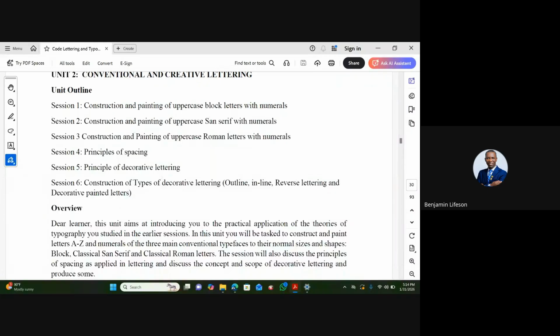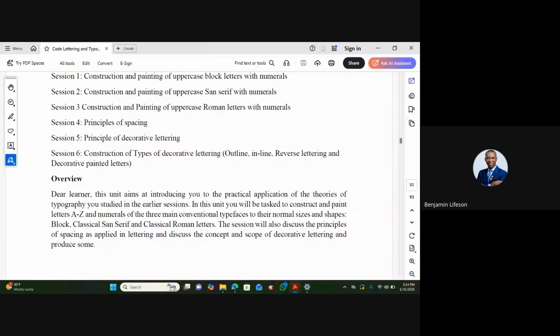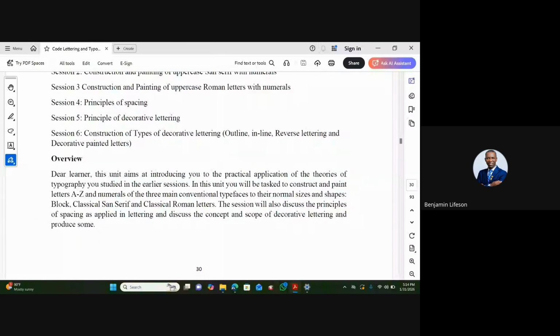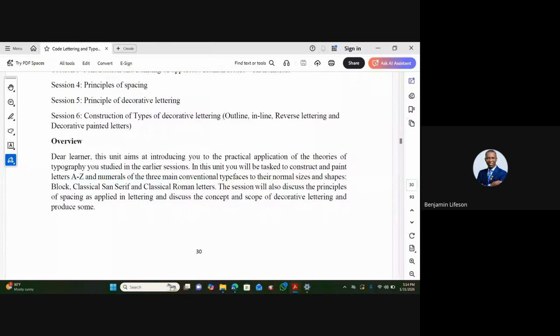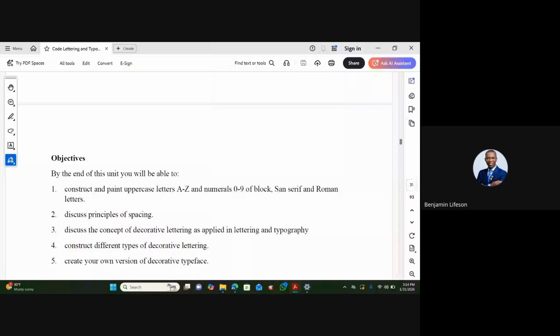Construction and painting of sans serifs. Construction and painting of uppercase Roman letters with numerals, principles of spacing, which is theory, principles of decorative lettering, which is also theoretical, then construction of types of decorative lettering: inline, outline, reverse, decorative, painted. All right, so let's quickly look at this.